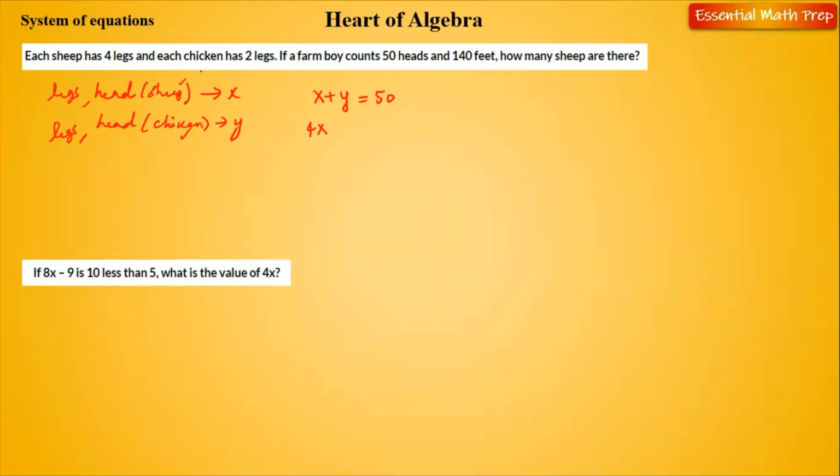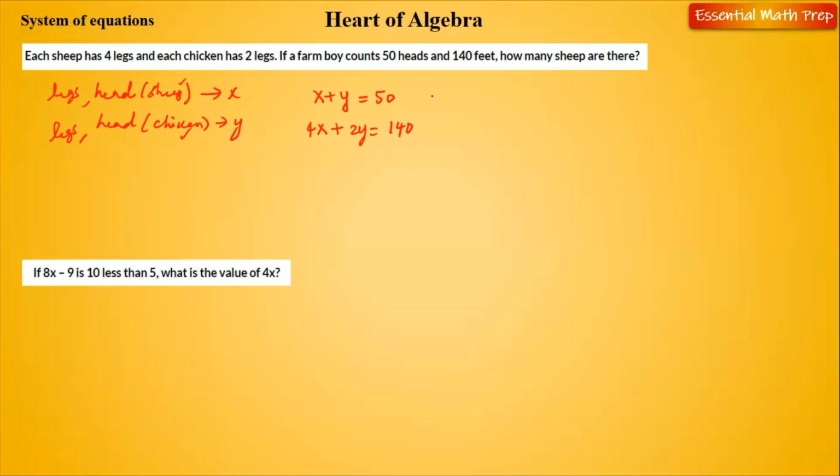So we have associated sheep with X, chicken with Y. So 4X plus 2Y equals 140, because the 4 and 2 are components of the animal, which is the legs. Similarly, 1 and 1 here correspond to the head, but the variables themselves are the animals, okay? So now we have it in a form where X plus Y equals 50, 4X plus 2Y equals 140, okay?